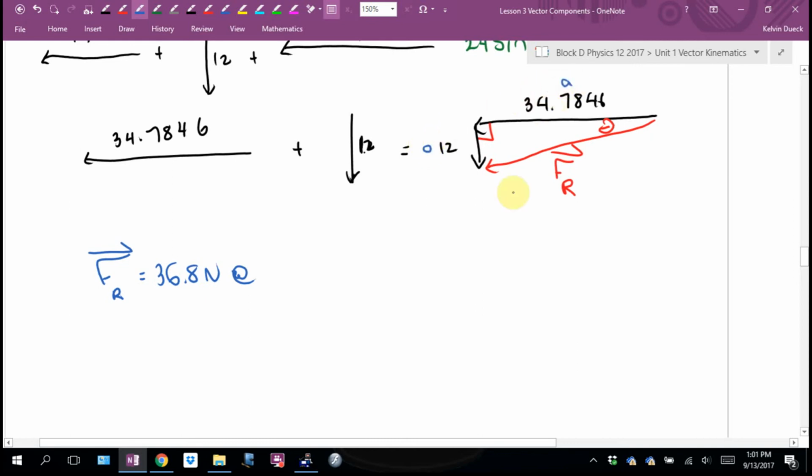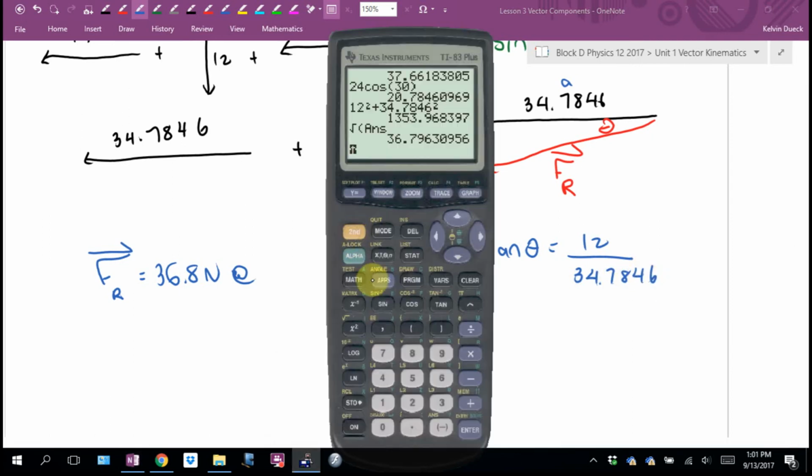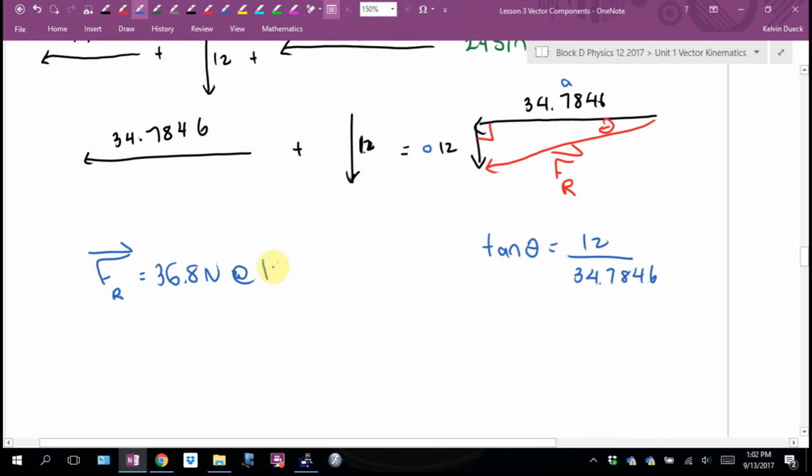Opposite, adjacent, tan theta is going to be 12 over 34.7846. And I get 19 degrees. North of south, east of west, what of what? West of south? I think it's south of west, isn't it? Yeah?